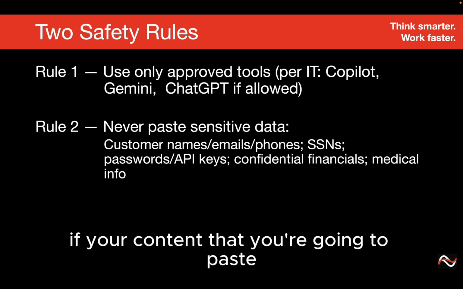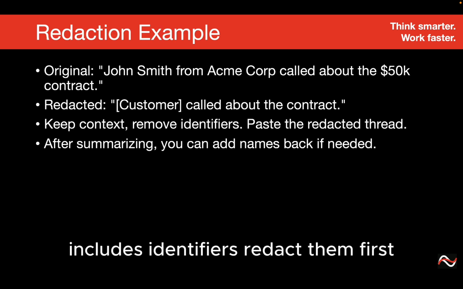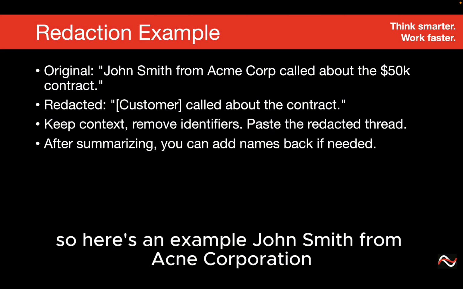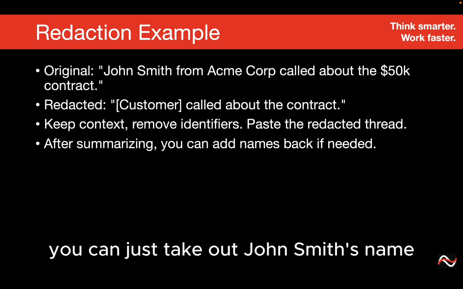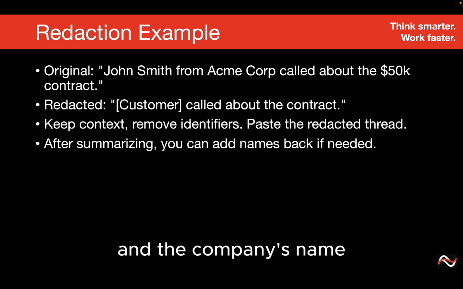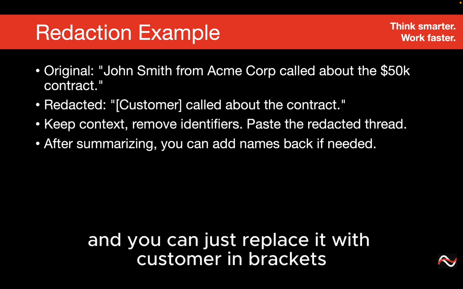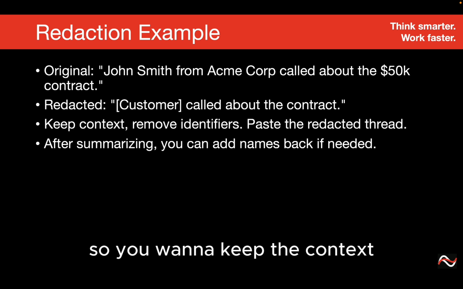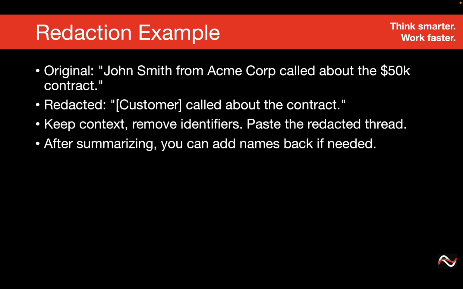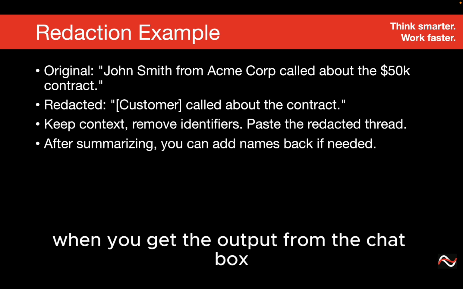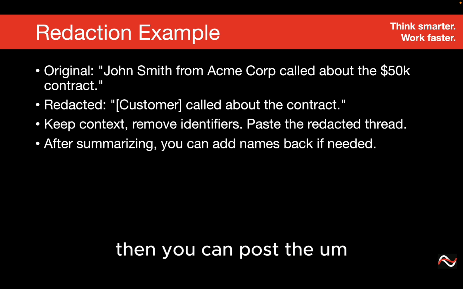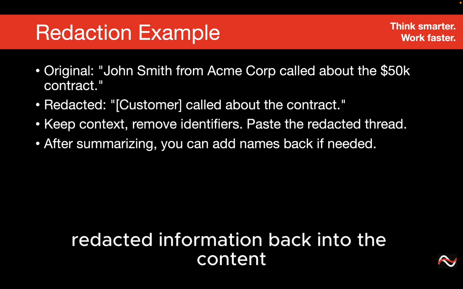If the content that you're going to paste includes identifiers, redact them first. Here's an example. John Smith from Acme Corporation called about the $50,000 contract. Redacted, you can just take out John Smith's name and the company's name, and replace it with customer in brackets. So you want to keep the context, but remove the identifiers, and then paste the redacted thread. And after summarizing, when you get the output from the chat box, then you can put the redacted information back into the content.